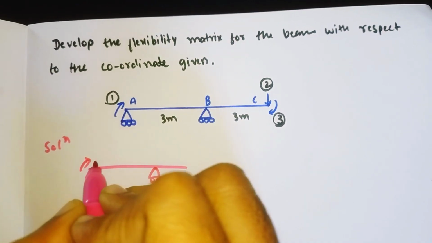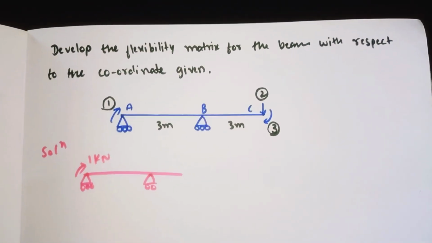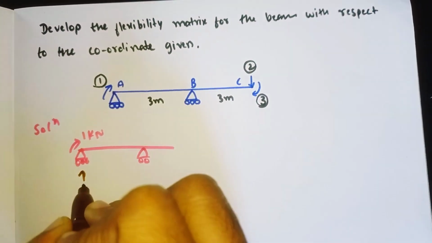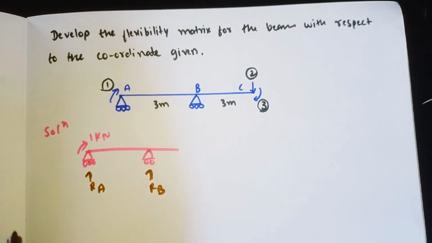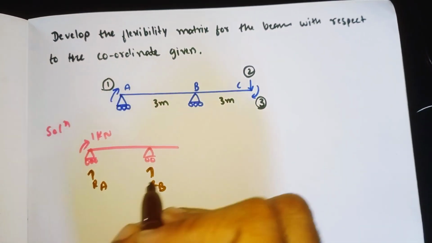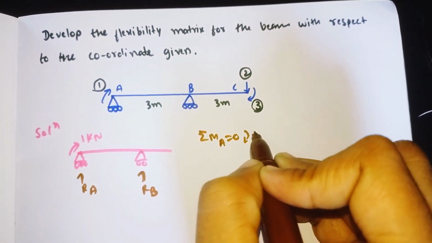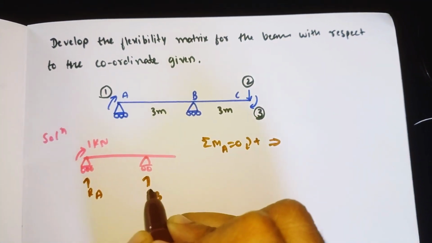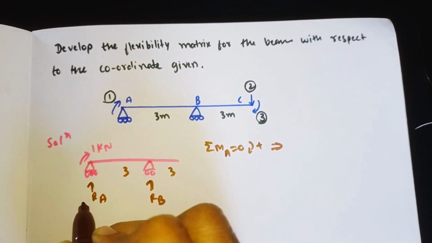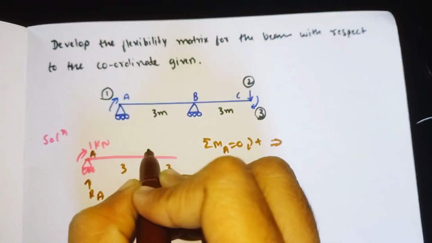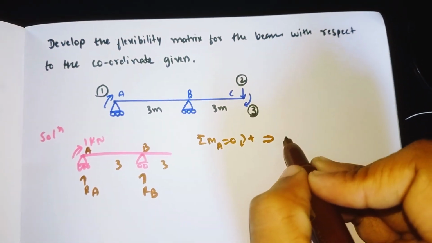Here coordinate 1 is acting. So we need to apply the unit load of 1 kN to find the reactions. Here reaction RA takes place and here reaction RB takes place. Now we need to calculate the reactions separately. Summation of all the moments about A is equal to 0. Clockwise we take as positive. Here RB is acting anti-clockwise. Distance here is 3 meter, here also 3 meter. And this is point A, this is point B. So now RB is acting at a distance of 3 meter.